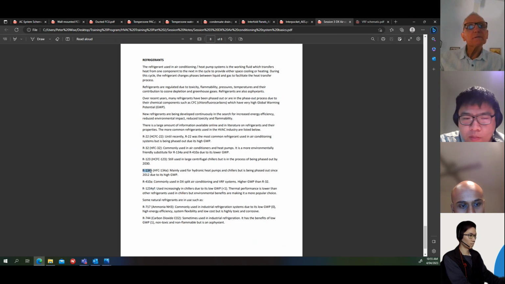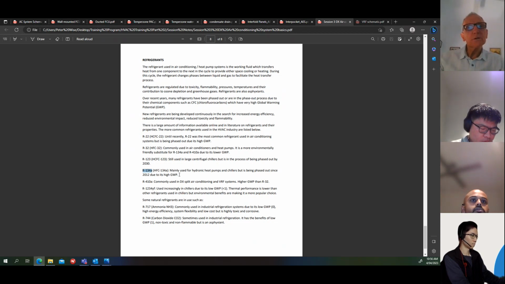R134A, that's still around, but it's being phased out. It's been in the process of being phased out since 2012 due to its high global warming potential. It's still used, I think, in hydronic heat pumps and chillers, but it will be phased out.